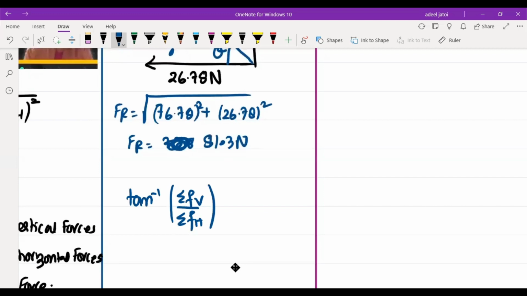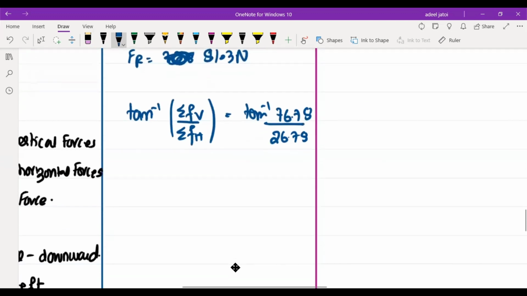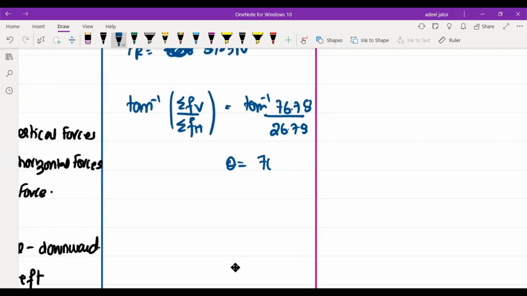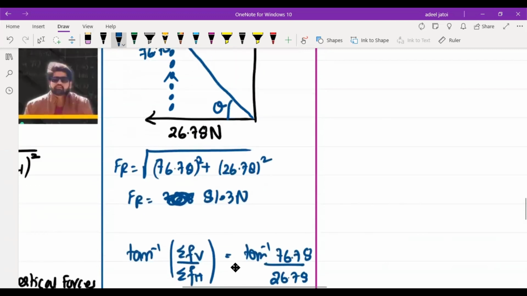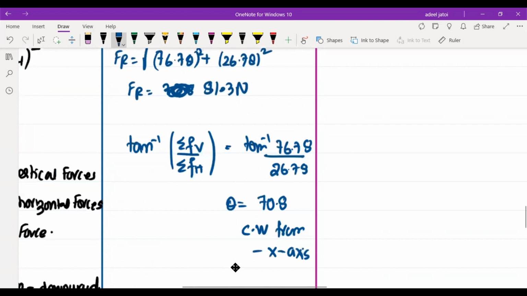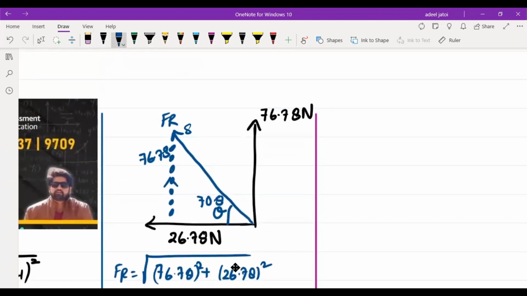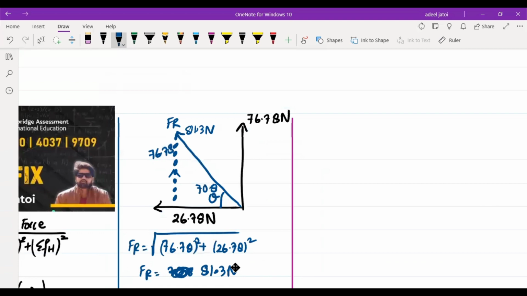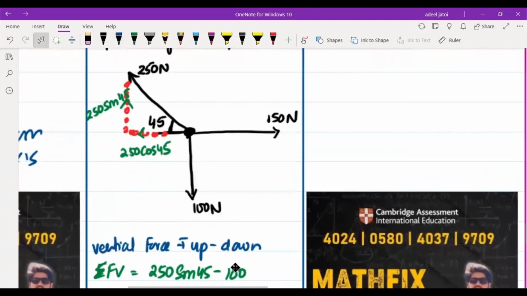Similarly, tan inverse is summation of V upon summation of H. So theta is tan inverse of 76.78 upon 26.78. So the theta that we get is 70.8, which is clockwise from the negative x-axis. So these are the two answers. One is 70.8 and the other that we calculated is 81.3 Newton.